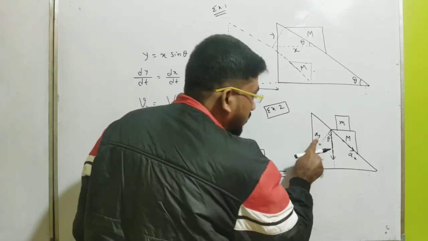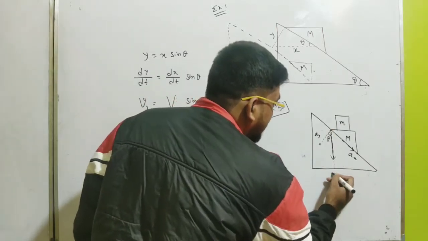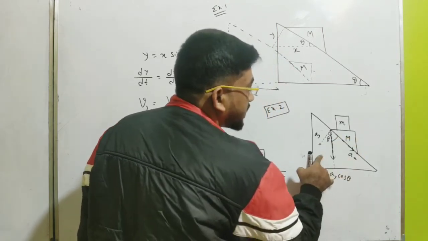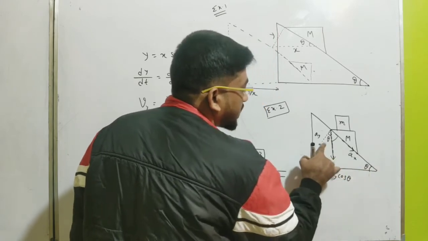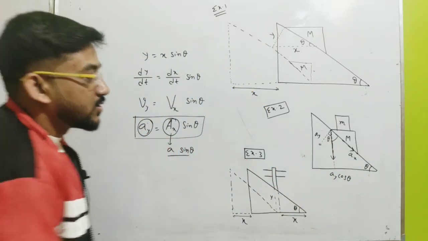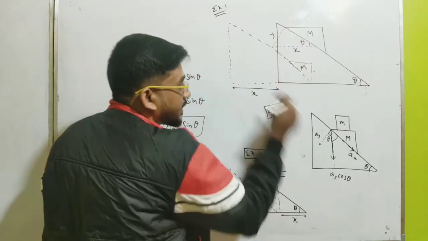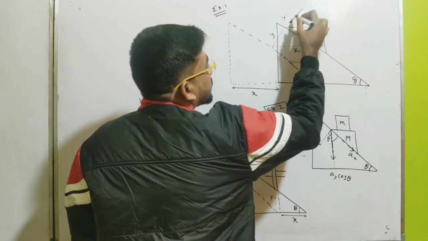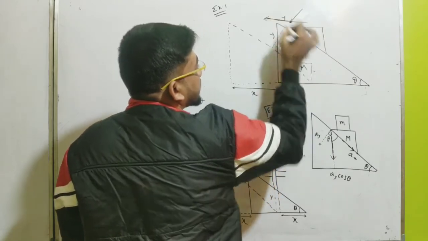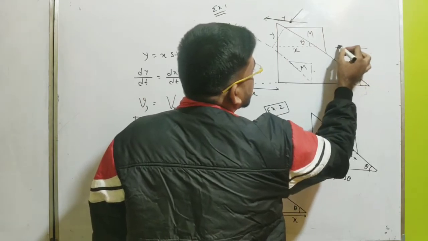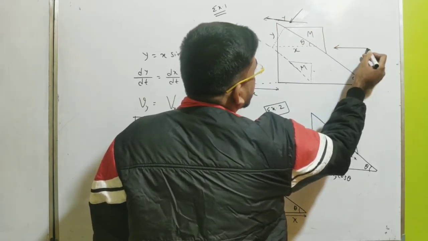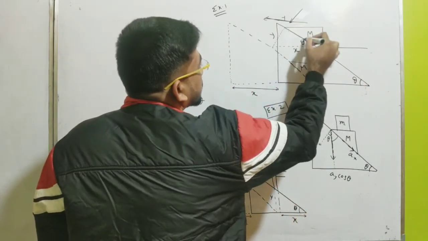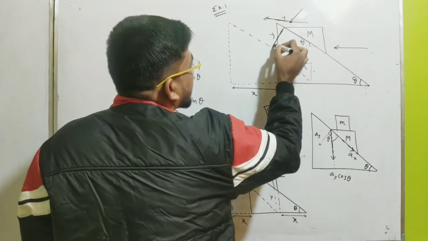The acceleration component of a_y along this vertical direction is a_y cos theta. If this angle is theta, then this angle will be 90 minus theta. For this acceleration along the y direction, here we have taken this as the y direction, and this is the x direction, and this is the y direction, perpendicular to this, of course. I have taken this as y.